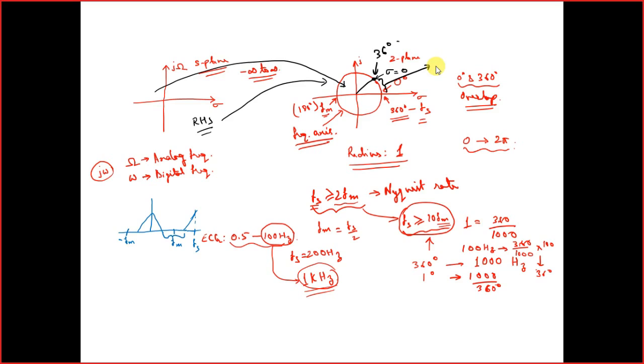Notch filter, say for the power line interference of 50 hertz. So it would be 100 by 1000 multiplied by 50 hertz. Okay. So at 5 degree you have to put the zero. So 5 degree would be somewhere over here.